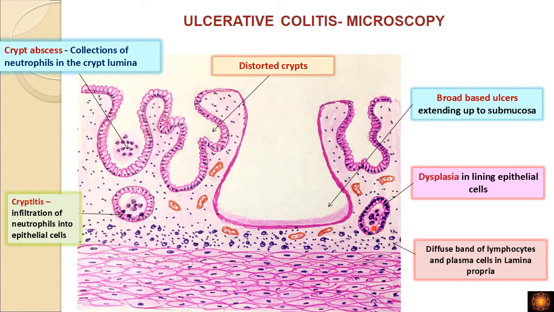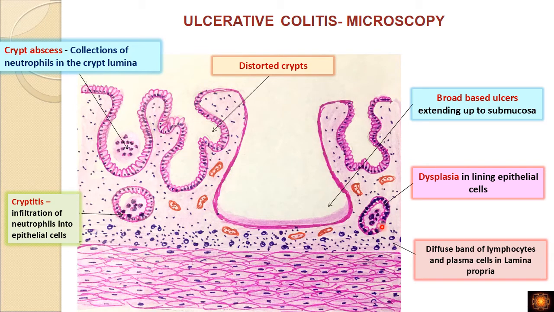And some of the glands may show dysplasia also. That's why when we are reporting the condition, we give it as low grade dysplasia or high grade dysplasia, because ulcerative colitis has more chances of developing malignancies. So it's better to mention what type of dysplasia the lining epithelial cells are having.